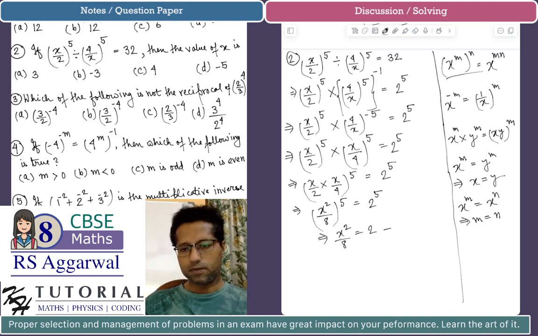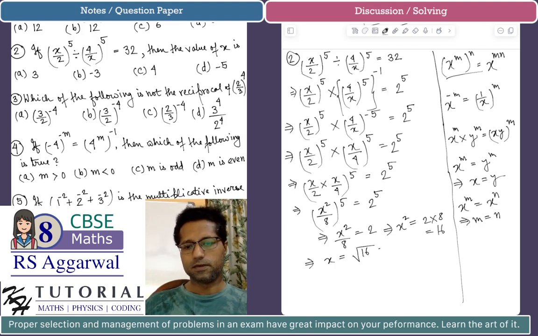This implies, by doing cross multiplication, x square will be 2 into 8 equals 16. So this implies x will be equal to square root of 16, that is 4. So x is 4. So the correct choice is C.